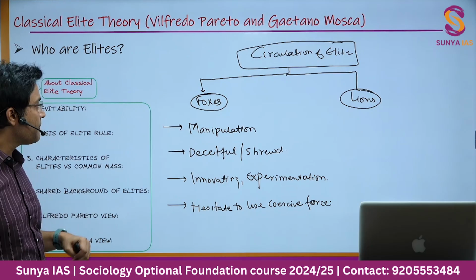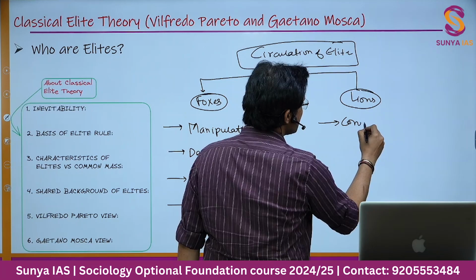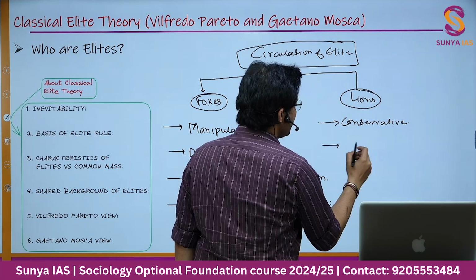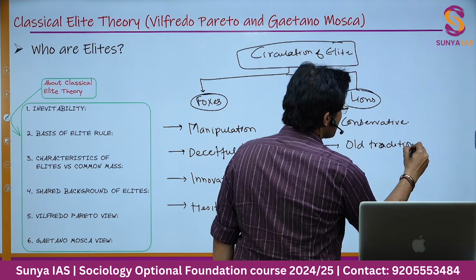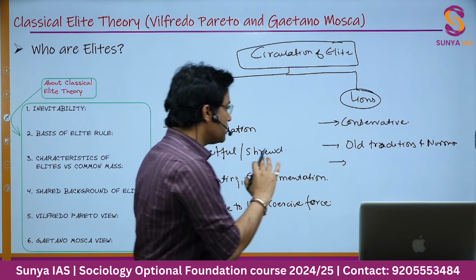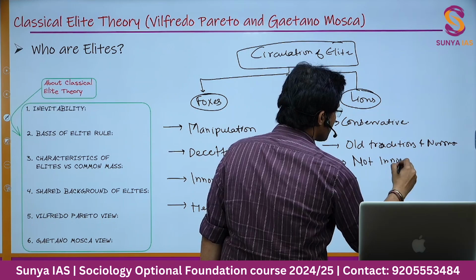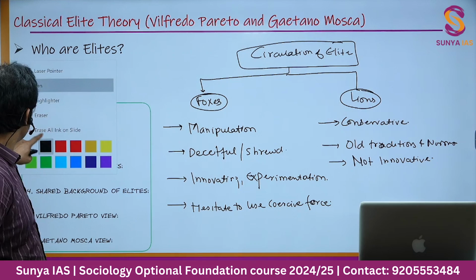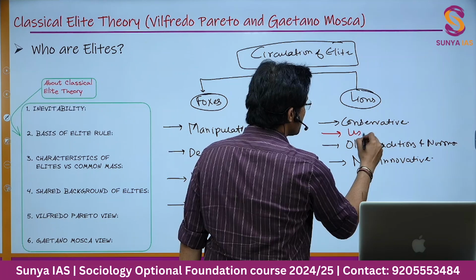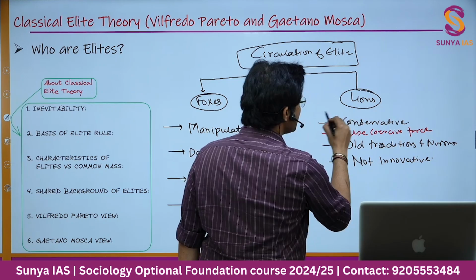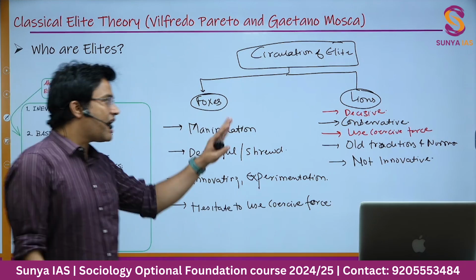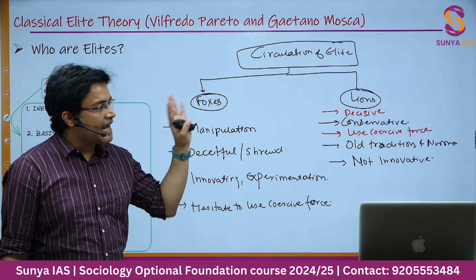As far as lions are concerned, they are very much conservative. They basically follow old traditions and norms. They are not innovative at all. Apart from that, they use coercive force. They are very much decisive. These are basically the characteristics of the lions. And foxes and lions are the categories given by Vilfredo Pareto.